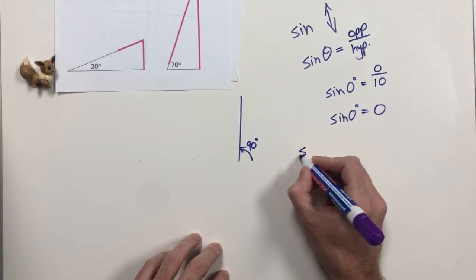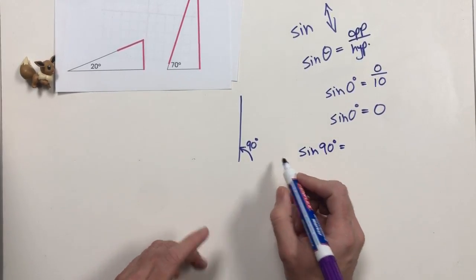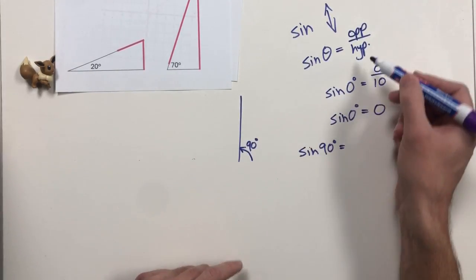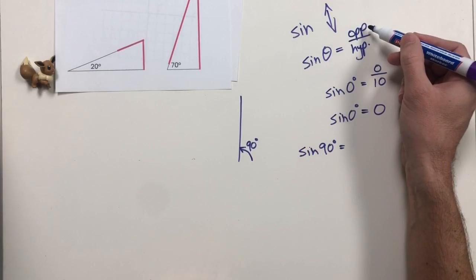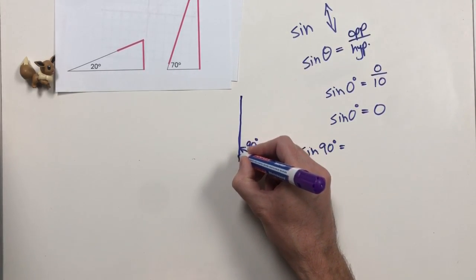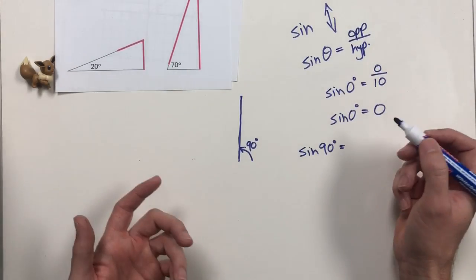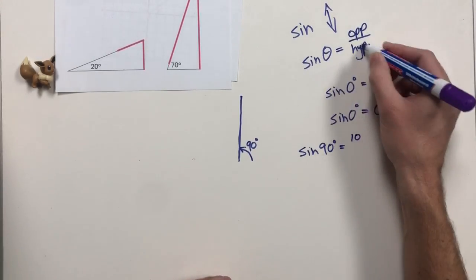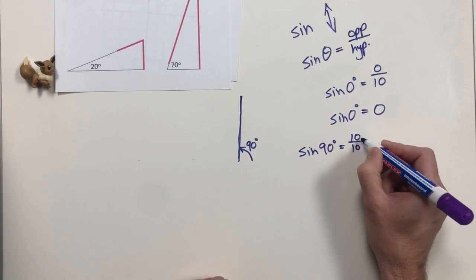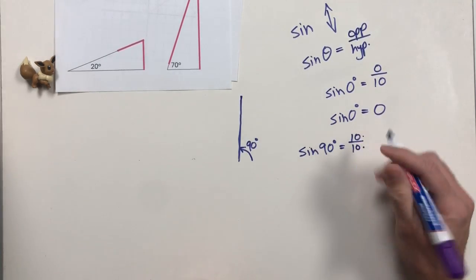And if I had to do the sine of 90 degrees, then suddenly the sine value would be the opposite over the hypotenuse. The opposite line is actually lying on top of the hypotenuse line. They're both the same. So if the hypotenuse was 10, the opposite side would be 10 as well. So we'd have a fraction where the top number is the same as the bottom number, because both lines are the same length.